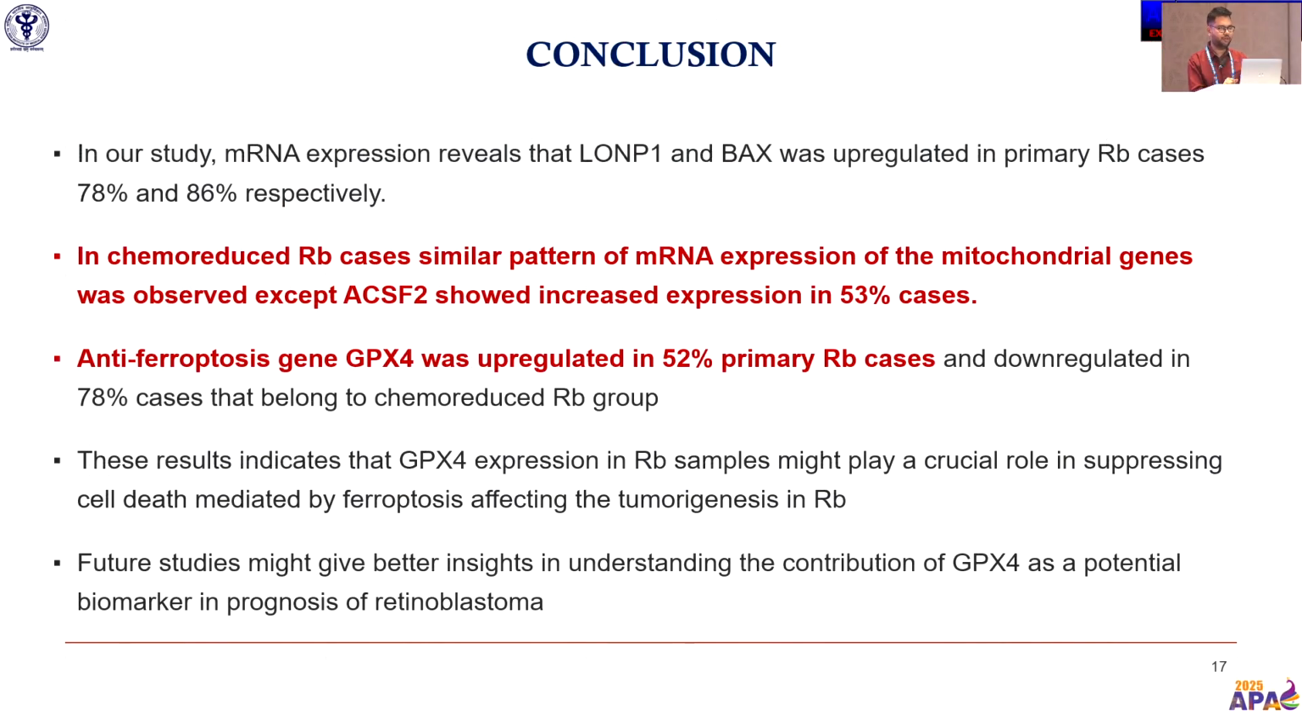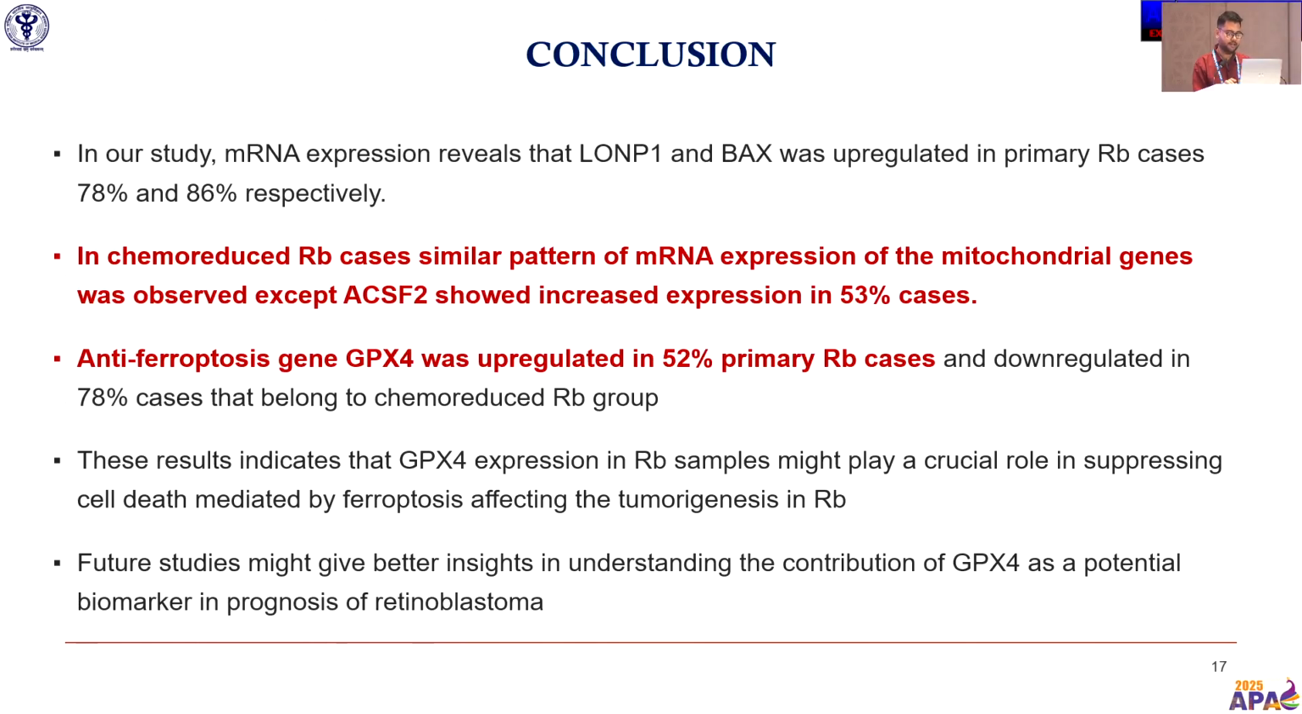To conclude, in our study, mRNA expression reveals that LONP1 and BAX were downregulated in primary RB cases, by 78% and 86% respectively. In chemo-reduced RB cases, a similar pattern of mRNA expression of mitochondrial genes was observed, except ACSF2, which was increased in 53% of cases. The antiferroptotic gene GPX4 was upregulated in primary cases, whereas it was downregulated in 78% of the chemo-reduced RB group.